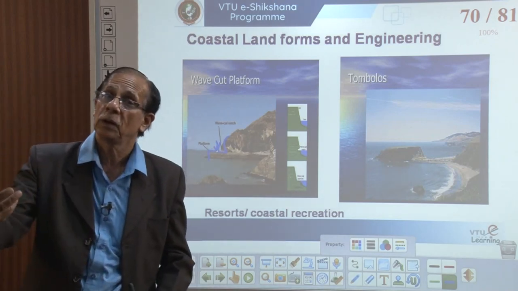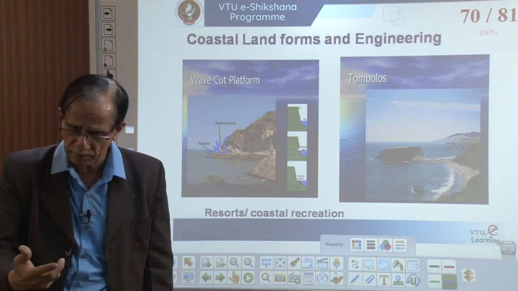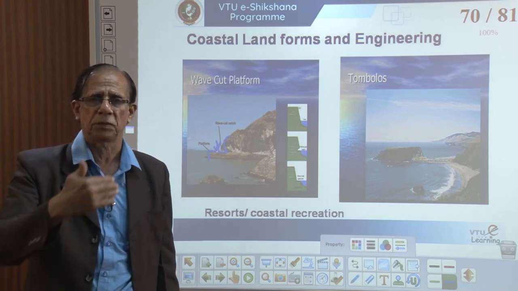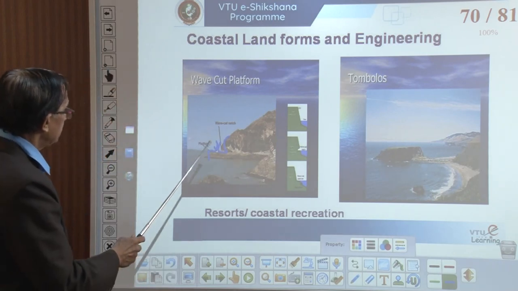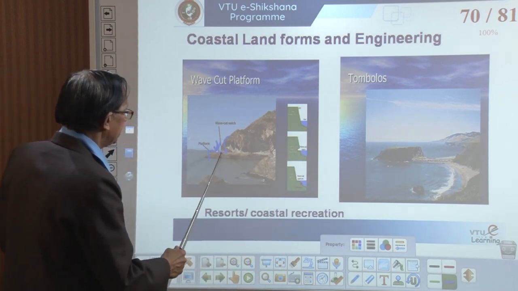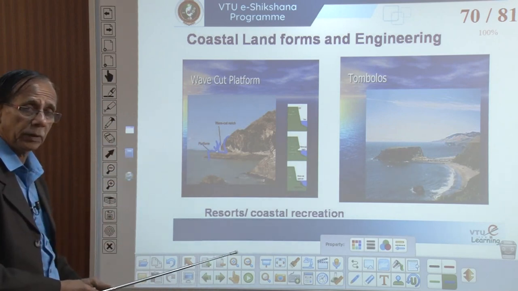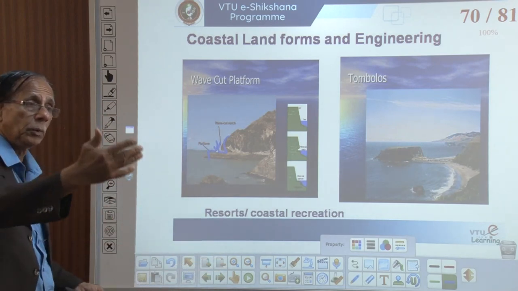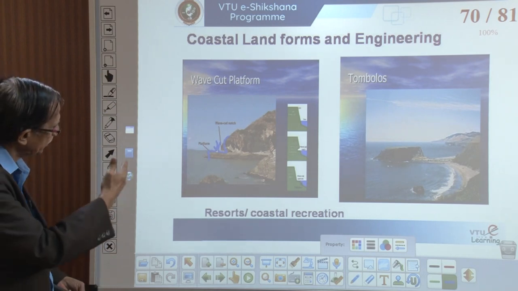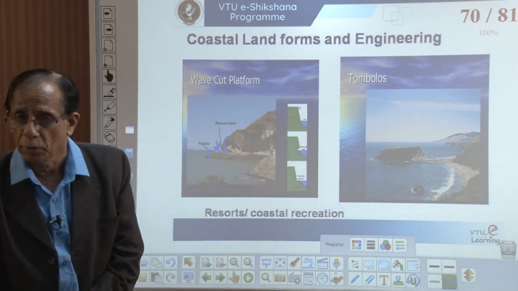But how do we go about this? This landform attracts, but the engineering activity is different. This is a wave cut platform. Resorts, coastal recreation, etc. are ideal. But it is saline water, maritime climate, so the material we use in our construction, the life of the building, and everything should differ. This is another, you have heard of Murdeshwar.